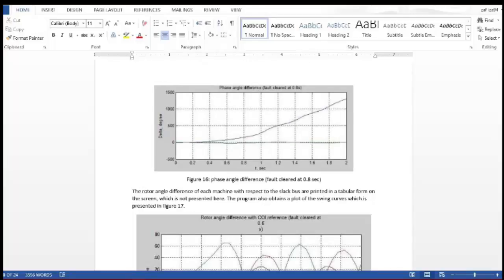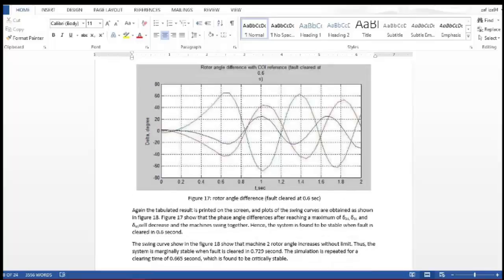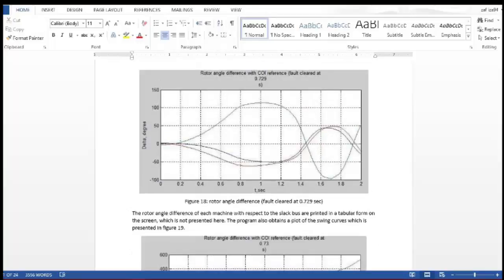You can see that the phase angle difference for machine 2 is such that the fault is cleared at 0.8 seconds, and then the program also obtains the swing curve in figure 17. This shows that the rotor angle difference is cleared at 0.6 seconds. And then we repeat in figure 18. We found that the fault is cleared at 0.729, and then after repeating, the clearing time is decreased to 0.665. The time is decreasing, which means it is stable, completely stable for the system.